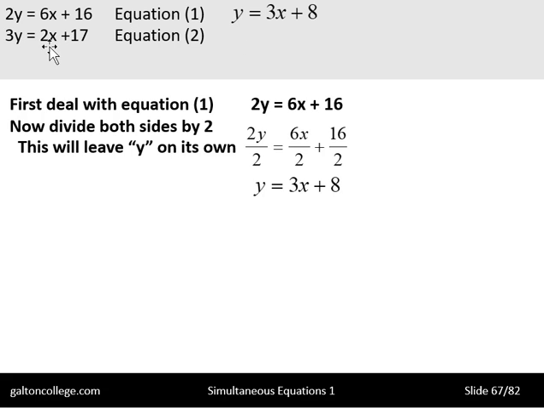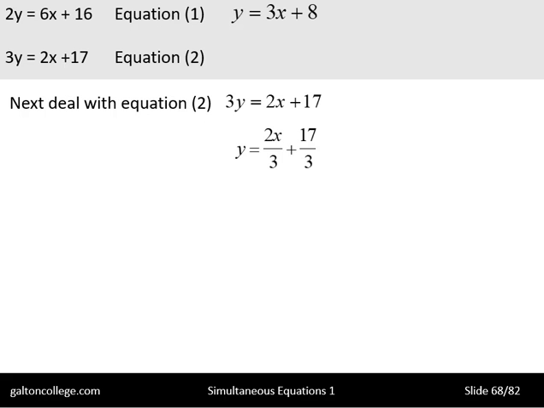So equation 1 comes down to this one. If we just move across here, we've got the same thing: 2y equals 6x plus 16 is the same as y equals 3x plus 8. Now equation 2, we've got 3y equals 2x plus 17. Divide by 3, and we get y on its own, but you have to divide 2x by 3 and 17 by 3.